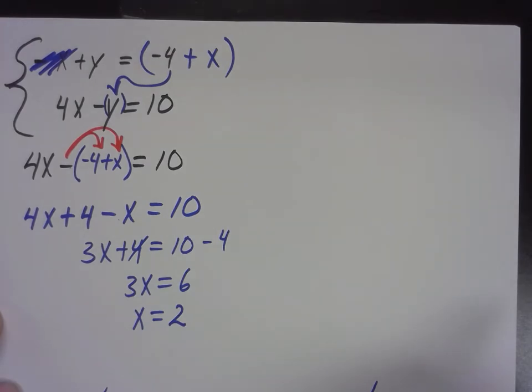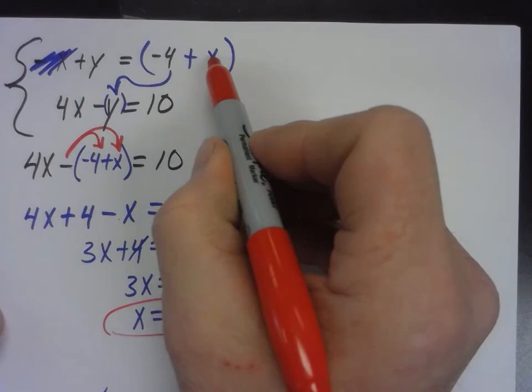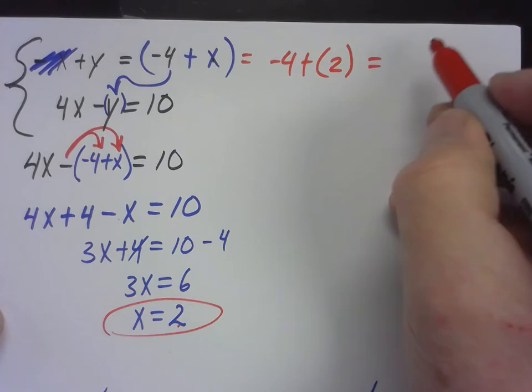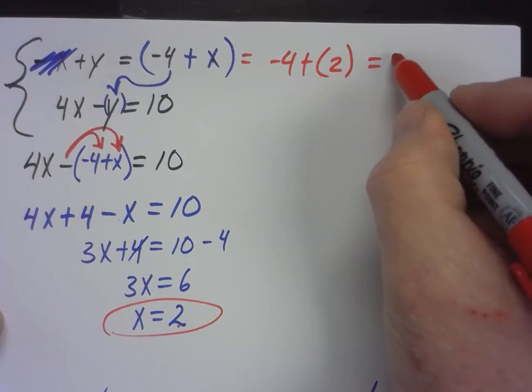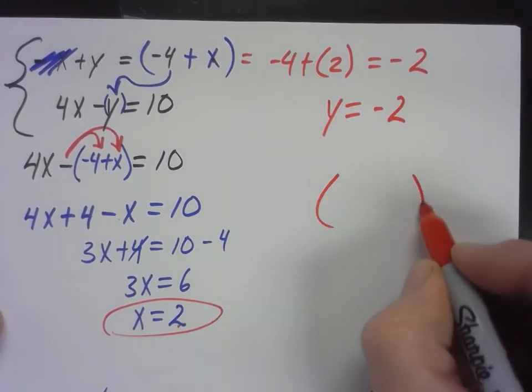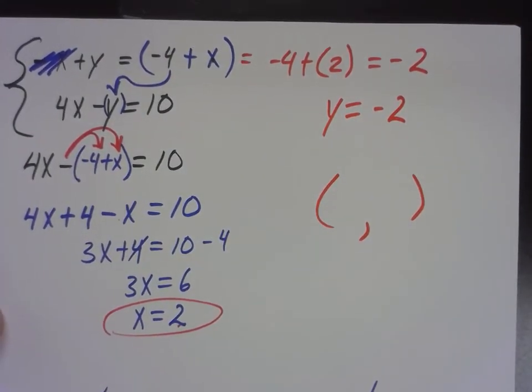Okay, you're halfway done. Now what? Now we've got to figure out what y is. We can just put that 2 right here, can't we? So -4 plus 2. What's that? -2. So y is -2. So let's give our answer like an ordered pair. 2, -2. Solved by, what are we doing? Substitution. Solved by substitution.